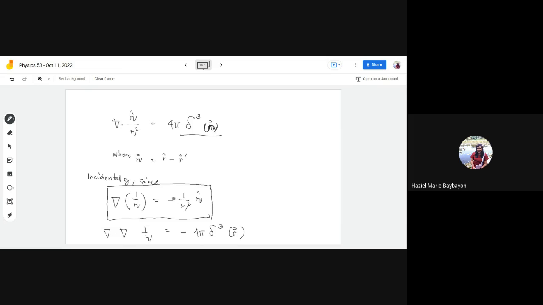If you take the divergence of this function, it is just equal to what in your class? If you get the gradient, the divergence of this function here, you will get the Laplacian of 1 over R. So that is just equal to the negative of 4 pi multiplied by the Dirac delta function. Okay?